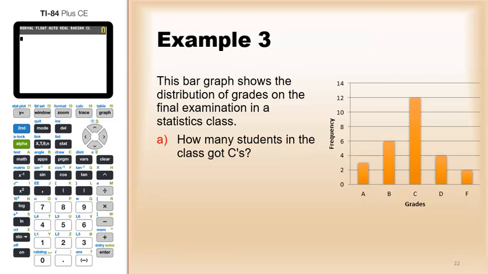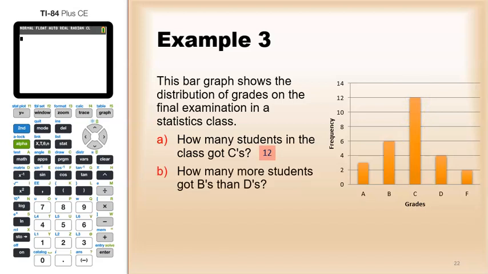Alright, some examples. This bar graph here shows the distribution of grades on the final exam of a statistics class. First question: how many students in the class got C's? What we want to do is go to the category with a C in it, and you see that it goes all the way up to 12, so that tells me there are 12 C's.